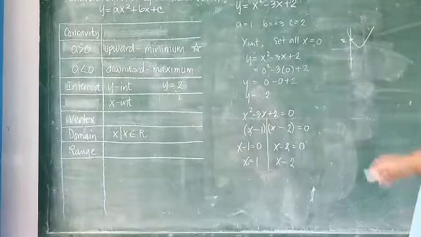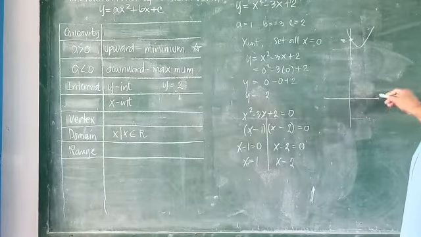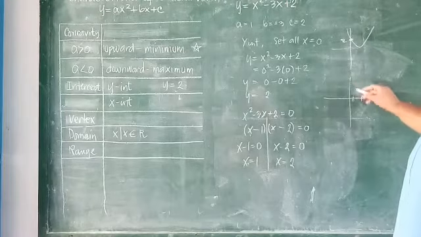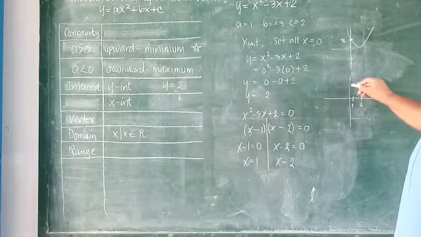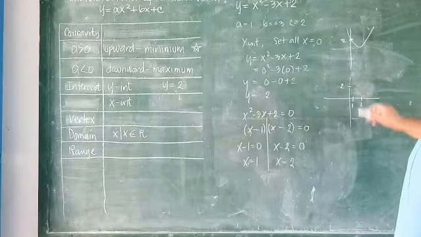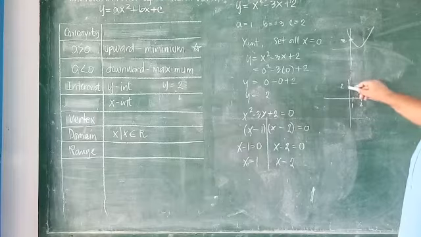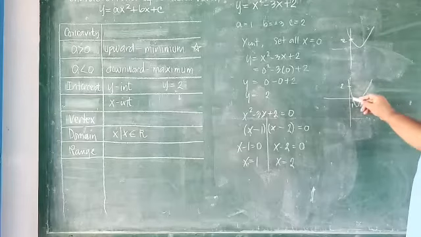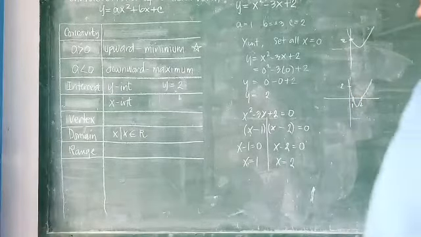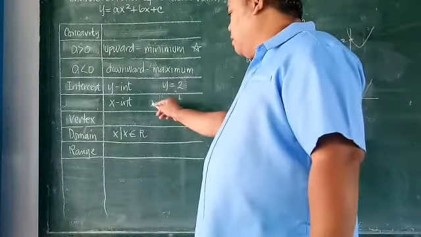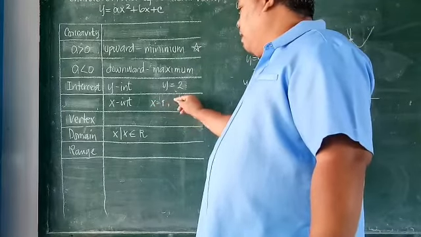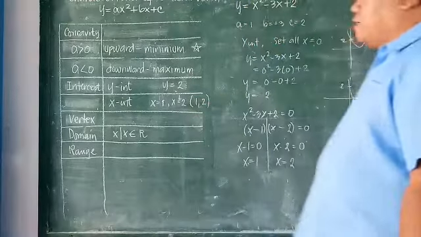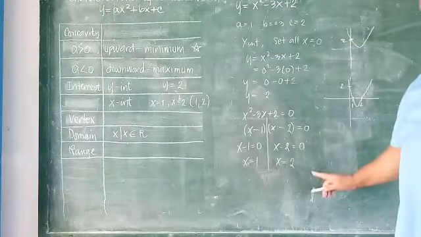So therefore, if this is your graph, this is 1 and this is 2, and this is 2. So probably your graph will be like this one. This is the x-intercept and this is the y-intercept. So your x-intercepts here are x equals to 1 and x equals to 2, or shall we say the solutions to your equation.